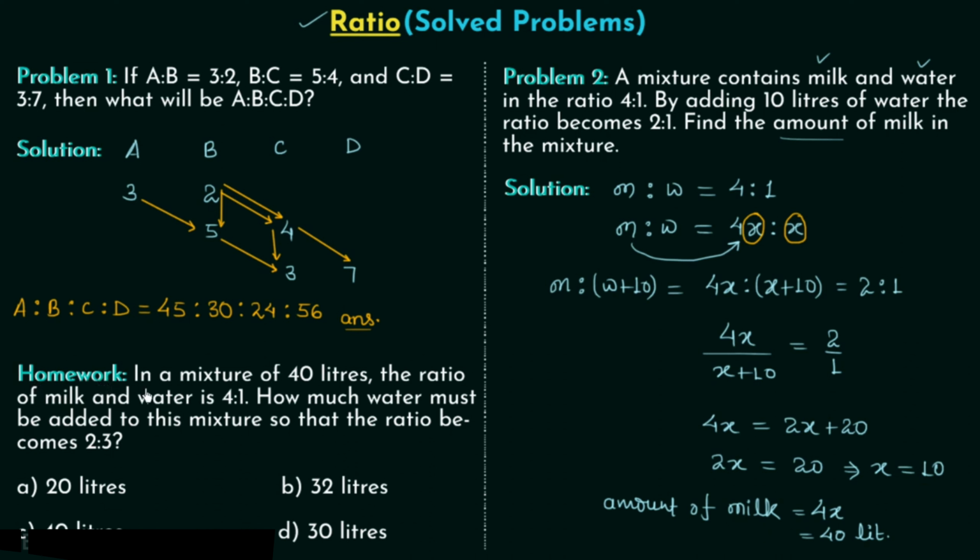According to the homework problem, we have a mixture of water and milk again, and the amount of mixture is equal to 40 liters and the ratio of milk and water is equal to 4:1. How much water must be added to this mixture so that the ratio becomes 2:3? So the question is very straightforward and simple to understand.